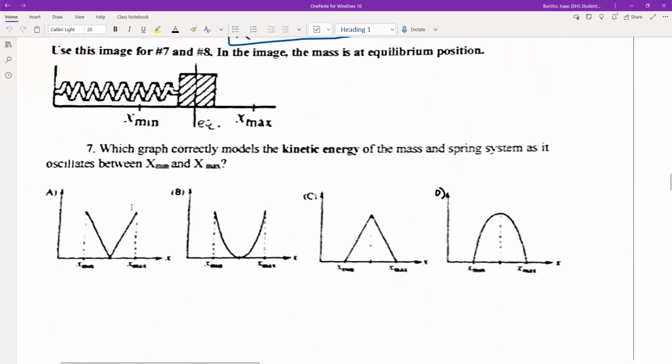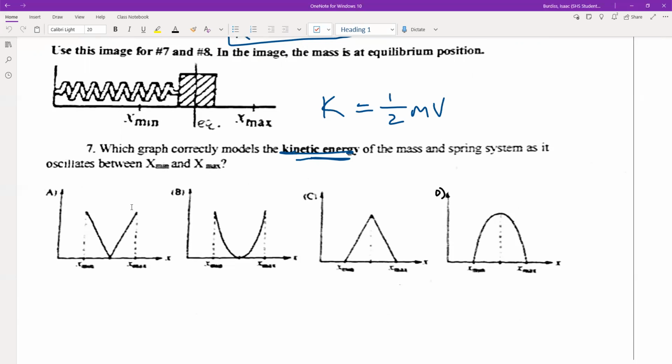Okay, now 7 and 8 are pretty simple, and I'll be able to do these quick. So it's saying, what shows the kinetic energy? This isn't really one where you solve for something, so you don't necessarily have to do the same steps because it's just graphs. But it's saying, what is the kinetic energy? Well, we need to know that the equation for kinetic energy equals this.